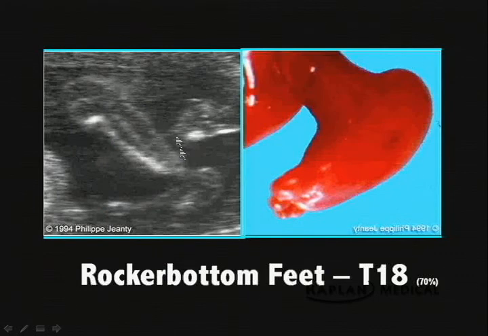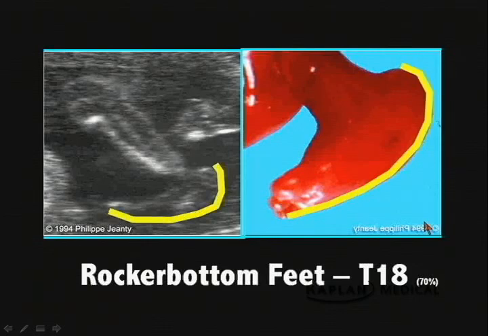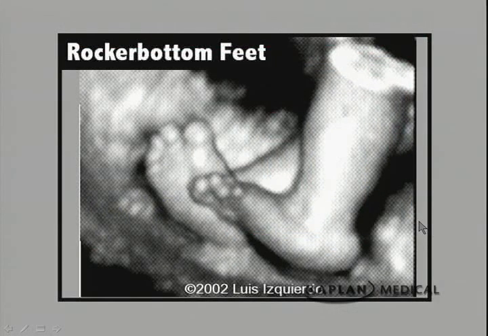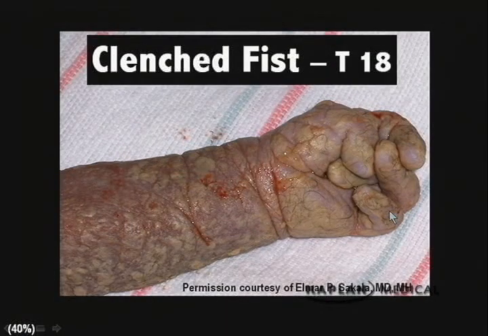This is an ultrasound image, and this is of a fetus, and you can see again the rocker bottom foot. This is a 3D ultrasound, which shows the rocker bottom foot of trisomy 18. Another thing that you'll see with the trisomy 18 is the clenched fist. This is the same fetus that I showed you before. What I love to see on ultrasound is where the fetus opens up its fingers.